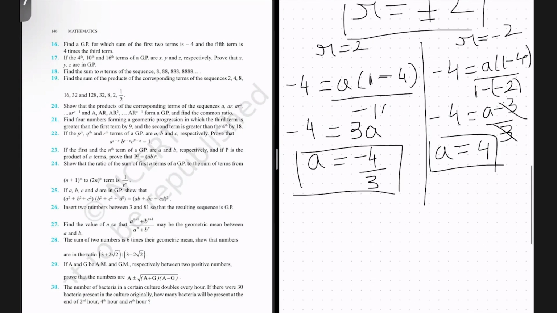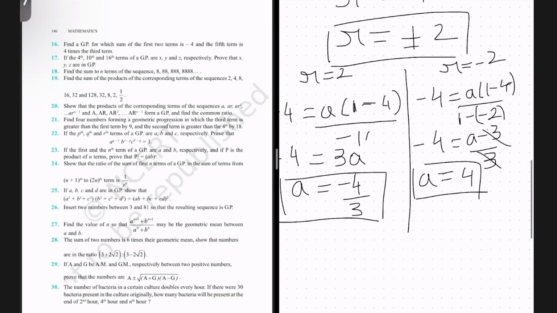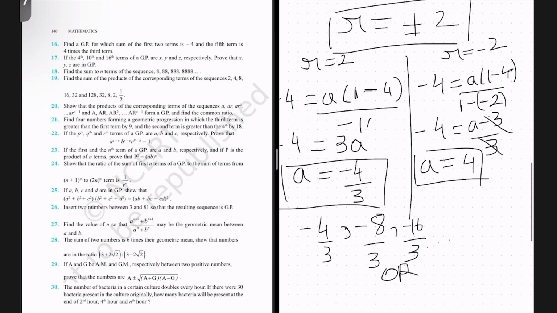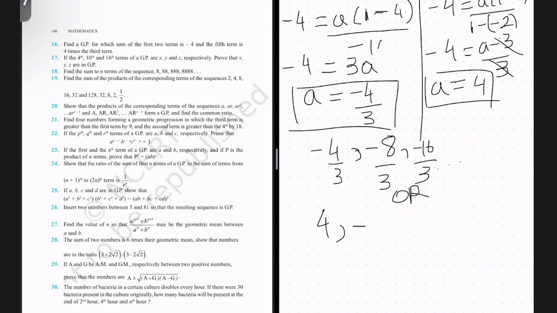So either your GP is of the form -4 by 3, -8 by 3, -16 by 3, and so on and so forth, when r is equal to 2, or your GP is of the form 4, -8, 16, -32, and so on and so forth. So either this is going to be a GP or this is going to be a GP.